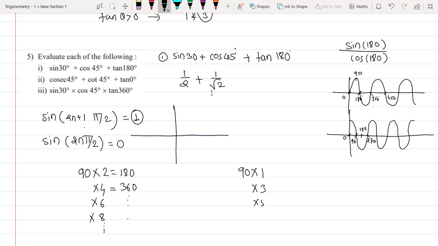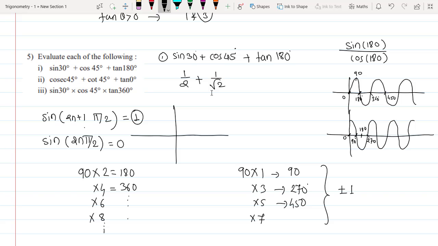1, 3, 5, 7. These are the odd multiples. So 90, 270, 450. At these your cos is zero, sorry, and your sine is non-zero. So in these cases your sine is either positive or negative, plus or minus 1. Is it okay?